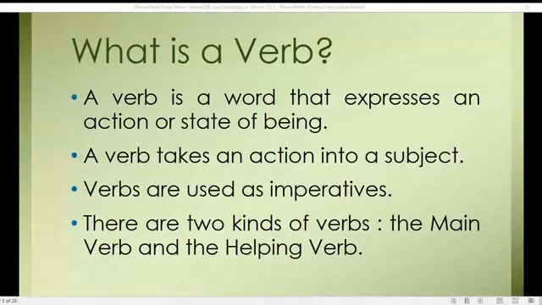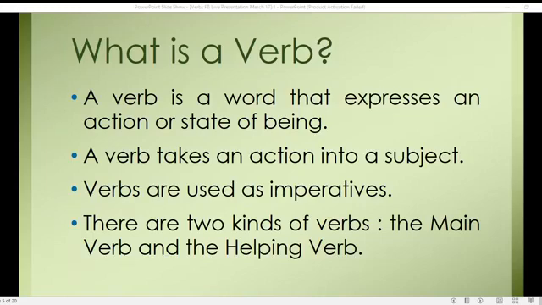So again, what is a verb? A verb is a word that expresses an action or state of being. To sum up our lesson, a verb is simply an action word. When we talk about an action word, it is performed by an individual, creating a sentence using actions or different kinds of movements. As you can see, we are also using verbs as imperatives.